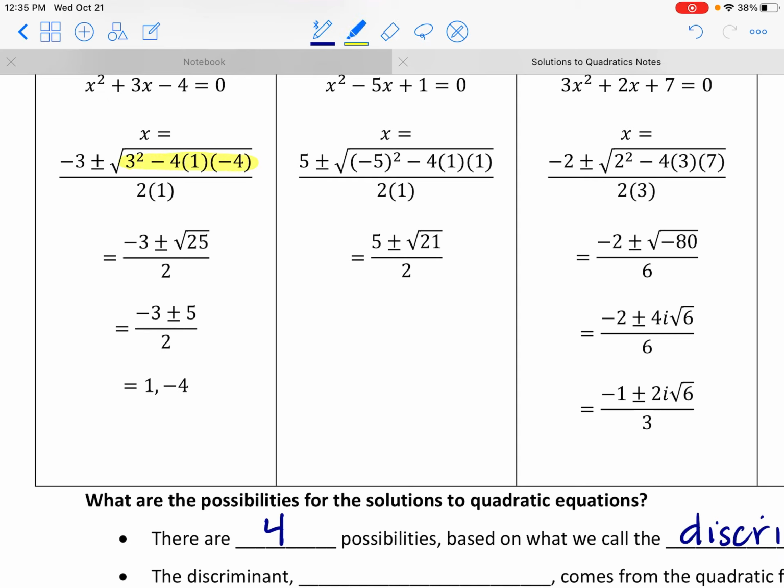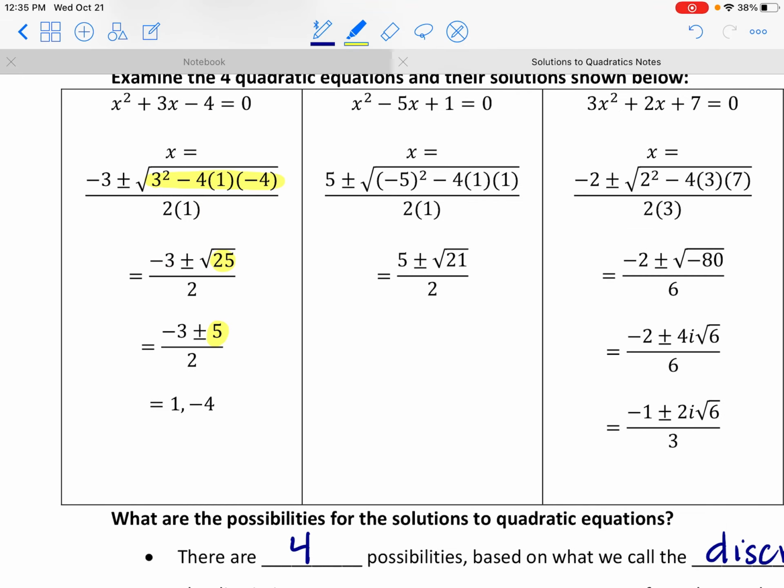This 3 squared minus 4 times 1 times negative 4, that ends up being 25. And because 25 is a perfect square, we end up with this nice rational number that I can then add to and subtract from the negative 3 and divide by 2, so we get these nice rational solutions. So one option for quadratic equations when you solve is, if you are using the formula, you get this perfect square underneath the square root, and that creates these 2 rational solutions. They are real solutions, right? Only real numbers are rational or irrational. So these 2 real and rational solutions.